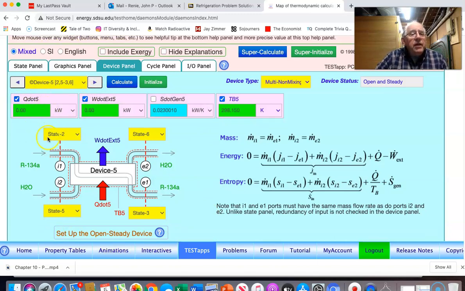And so what this is going to do is take the m dot of the refrigerant times the delta H, and compare that to the m dot of the water times its delta H. It's going to set those equal to each other, and that's going to determine for us the mass flow rate of the cooling water. And again, because there's no heat transfer or work, it's not going to show up in the cycle panel affecting anything that we may want to see for the overall cycle. It's all internal. So we're going to do a super calculate.